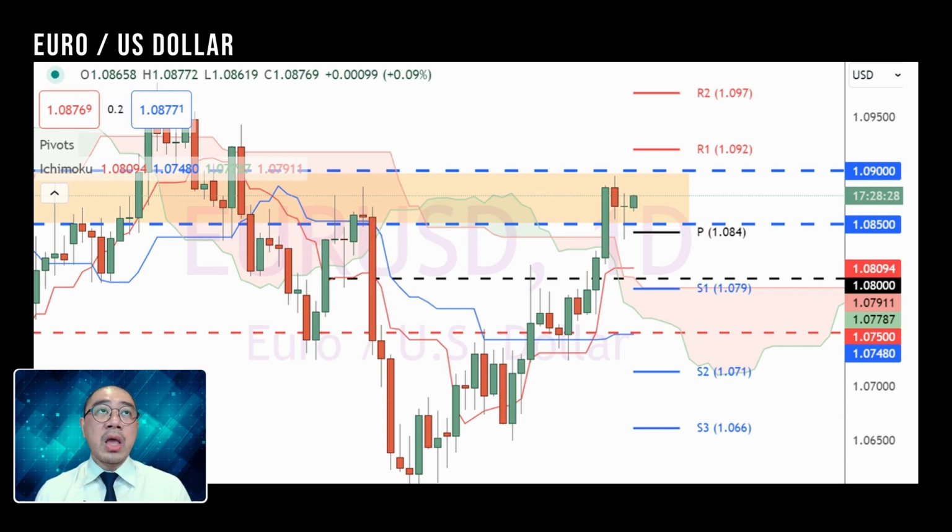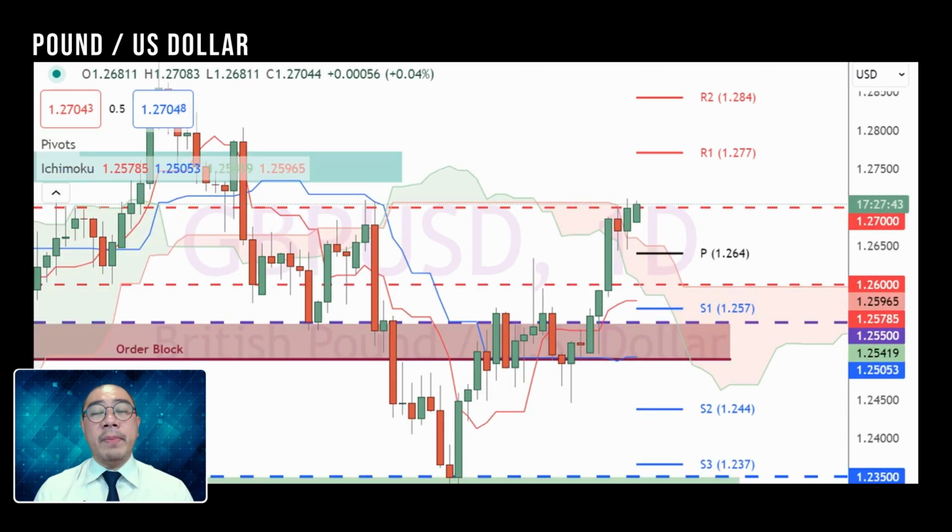So right now, obviously, there's going to be two scenarios. One, either it breaks above 1.09 and heads towards 1.1, or it fails at 1.09 and we expect a little bit of a retracement back towards 1.08 before it can gain any momentum to drive this a little bit higher towards 1.1 on the EURUSD.